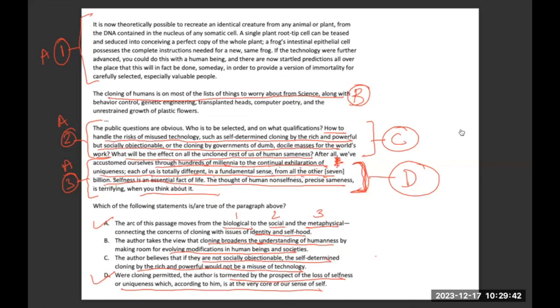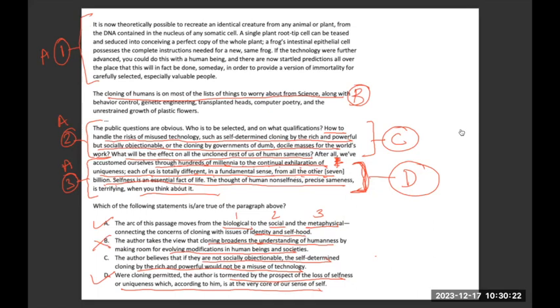With option B, A and D both are correct here, so then I'll check with B. The author takes the view that cloning broadens the understanding of humanness by making room for evolving modification in human beings and society. Here, the cloning of human beings is one of the things to worry about in science. So he's saying that one has to worry about it, which is an issue. He does not say that it broadens the purview of understanding humanness at all. So B is wrong. He's concerned about it rather.